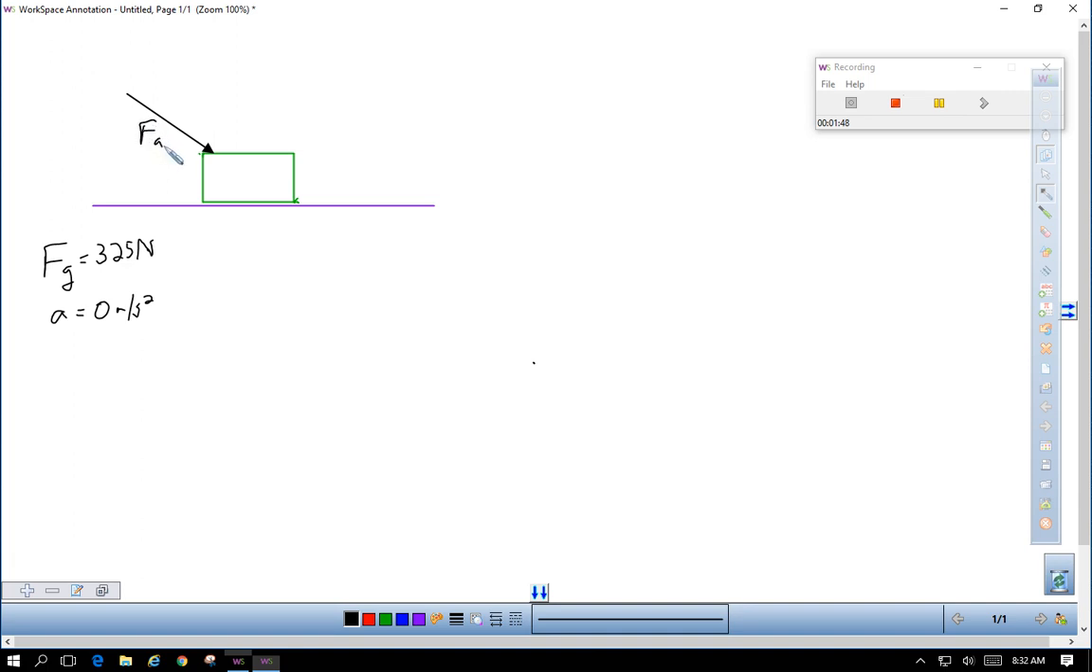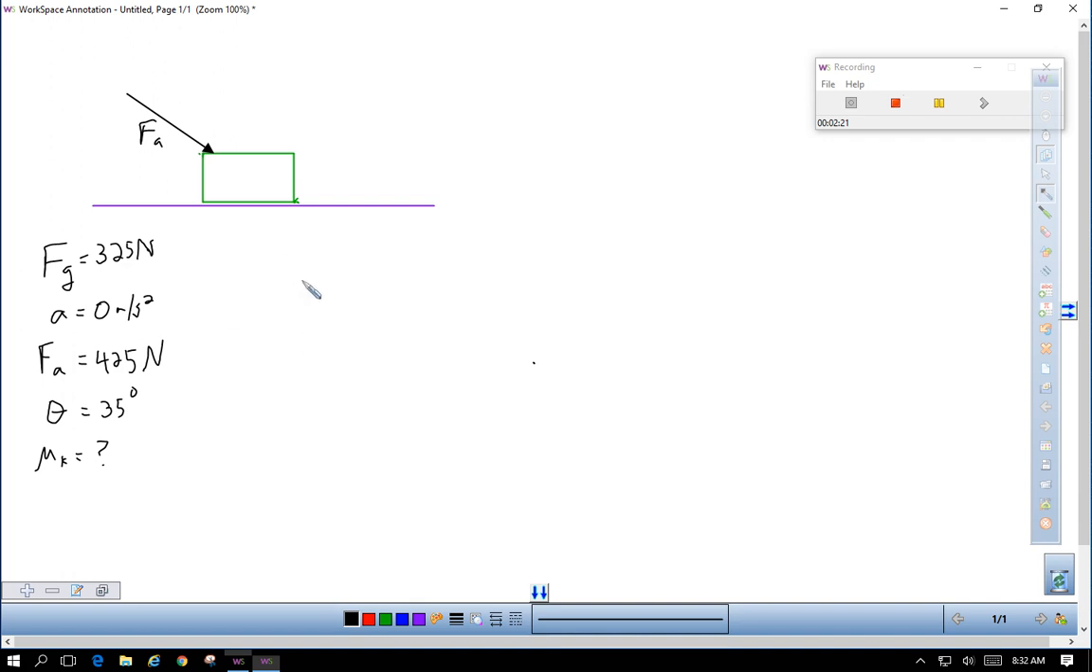So here's our applied force, and it is equal to 425 newtons downwards at an angle of 35 degrees below the horizontal. So that means that from the horizontal downward is 35 degrees. And it says find mu k. Alright, so mu k equals question mark. Alright, so now we've got that set up.